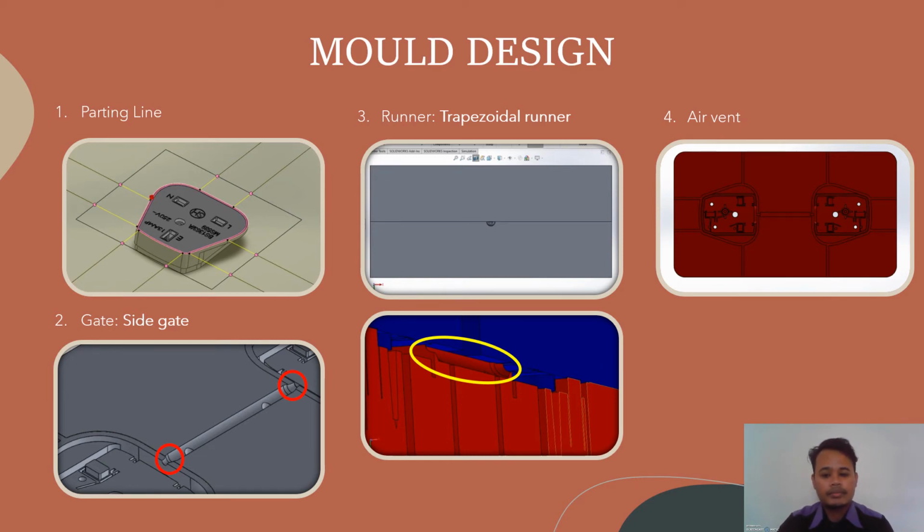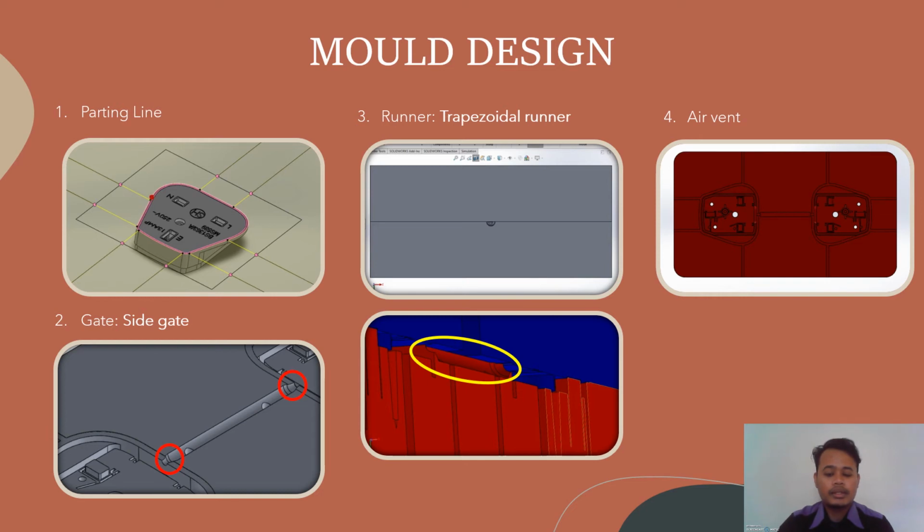Two is the gate. The gate is the opening in the mold through which the molten plastic is injected into the final part. It is the boundary between the part and the scrap. For this project, we are using a side gate. The side gate is referred to as the standard gate. The side gate is generally designed on the parting surface. The plastic fills the mold cavity from the inside or outside.